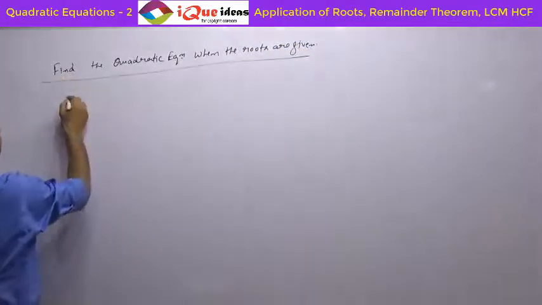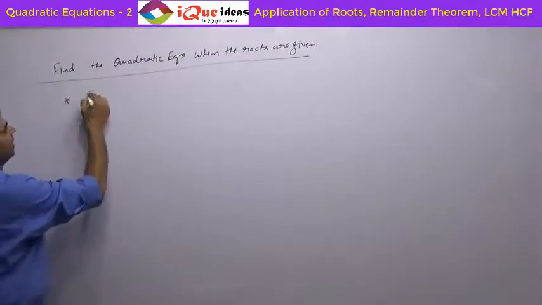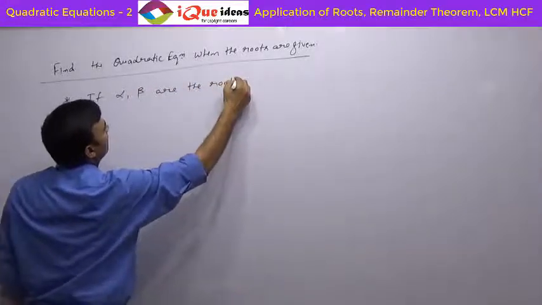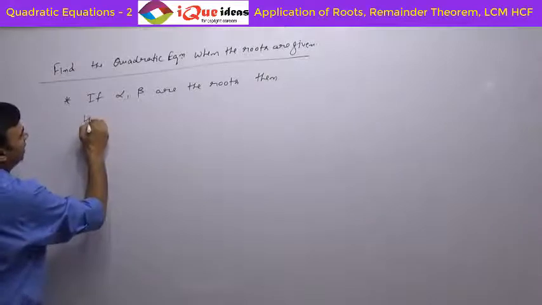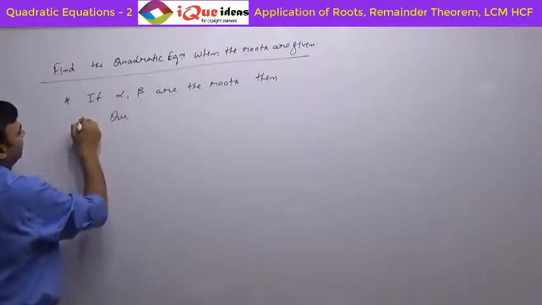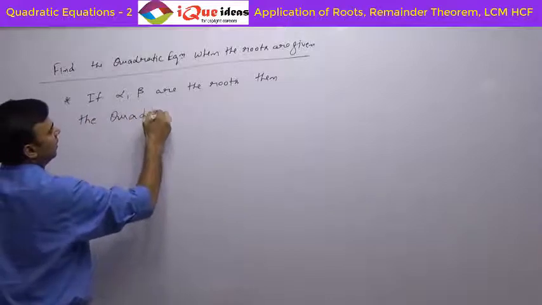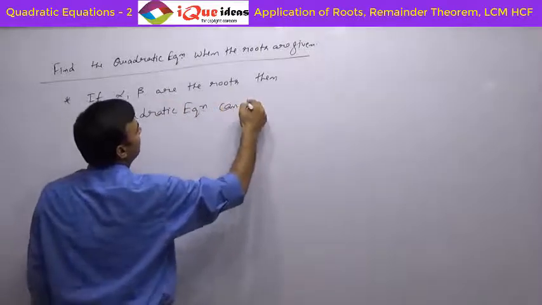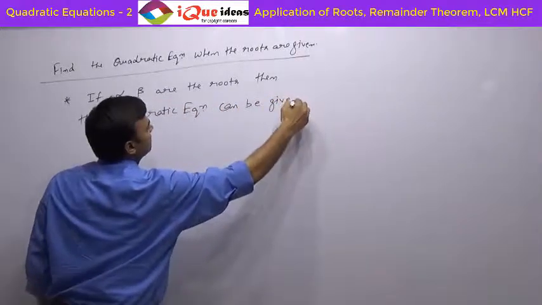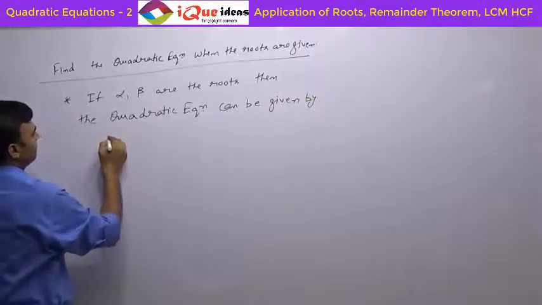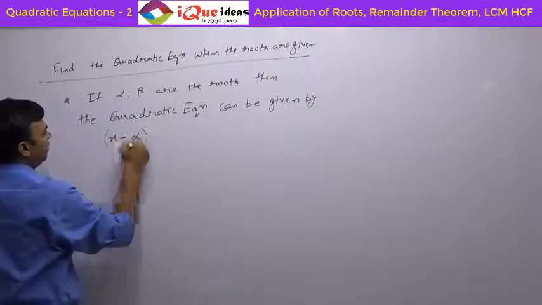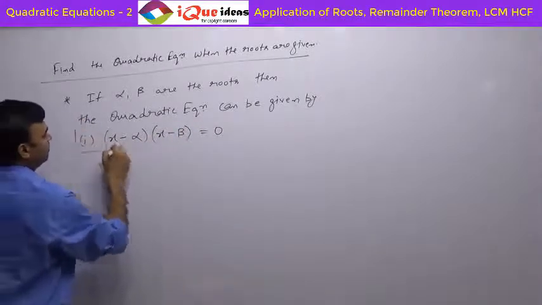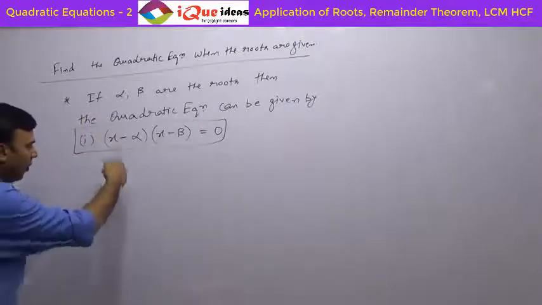So first, I'll just give you the theoretical aspect of it. If alpha, beta are the roots, then the quadratic equation of which alpha, beta are the roots can be given by two formulas. One formula is (x minus alpha) into (x minus beta) equal to 0. This is one formula, and if you open this, you will get the second formula.